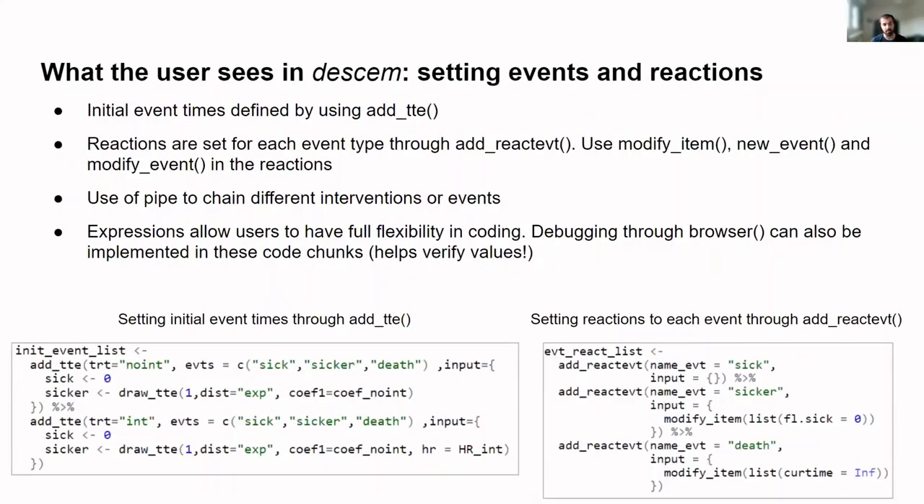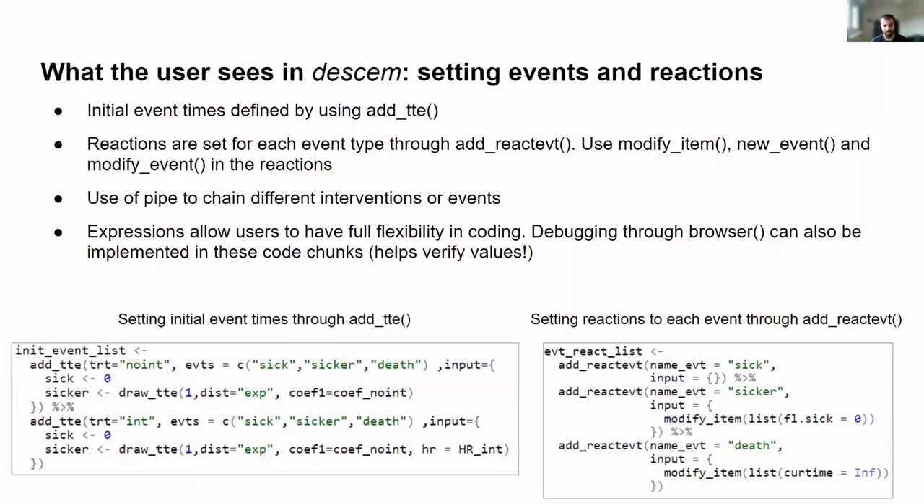After setting these parameters, you of course need to set up the initial time to events that you will have, and also the reaction to those events. Here you have two examples, but rather than going over them in detail, I would just say that we have some features that I think are relevant. One is that we are using pipes, like in dplyr, so that it's easier to read. So for example, in this case, you can pipe different interventions. So you have the time to events of 2 different interventions, which makes it easier to read. And you can also pipe reactions to events. So for each event, you have a function with a specific reaction.